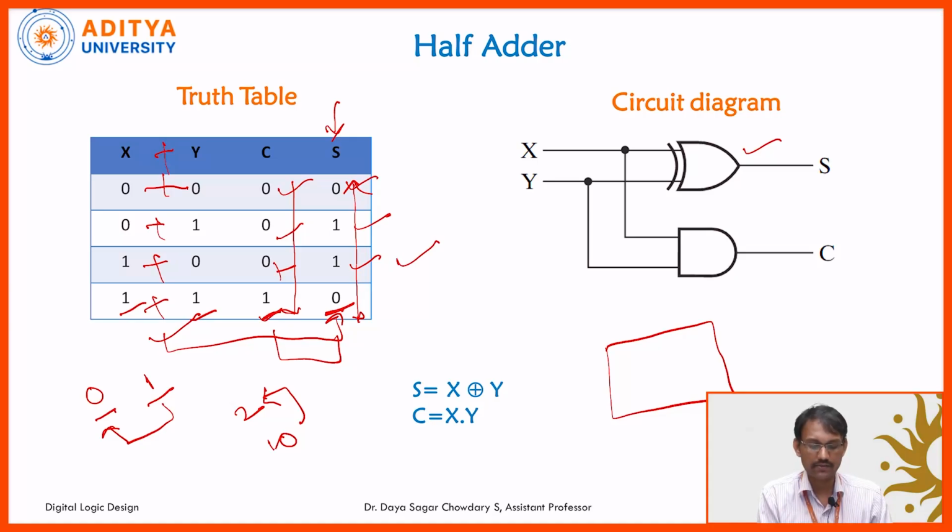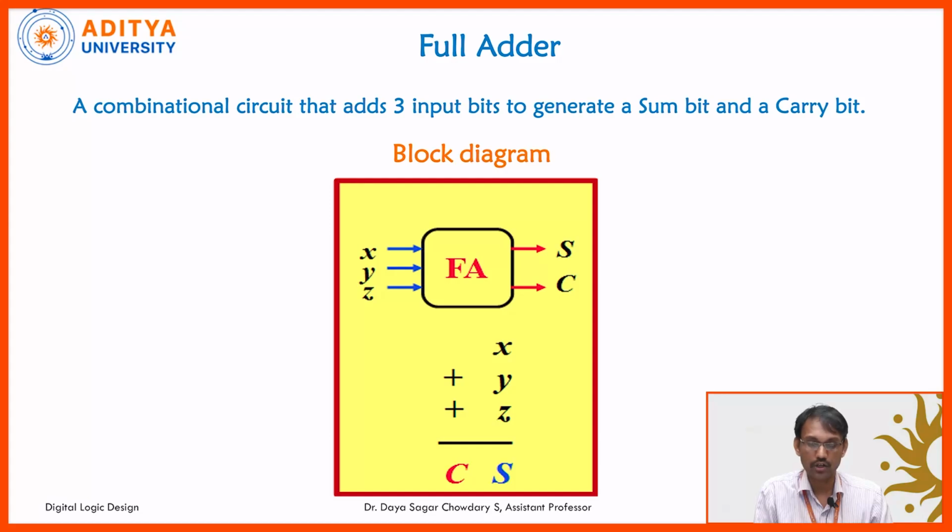So for 1, 1, this is 1. That is why it looks like an AND gate. That is why we can use this as an AND gate for carry. That means we will get the sum and carry for X and Y inputs. That is the simple representation of the circuit for this particular half adder block diagram.